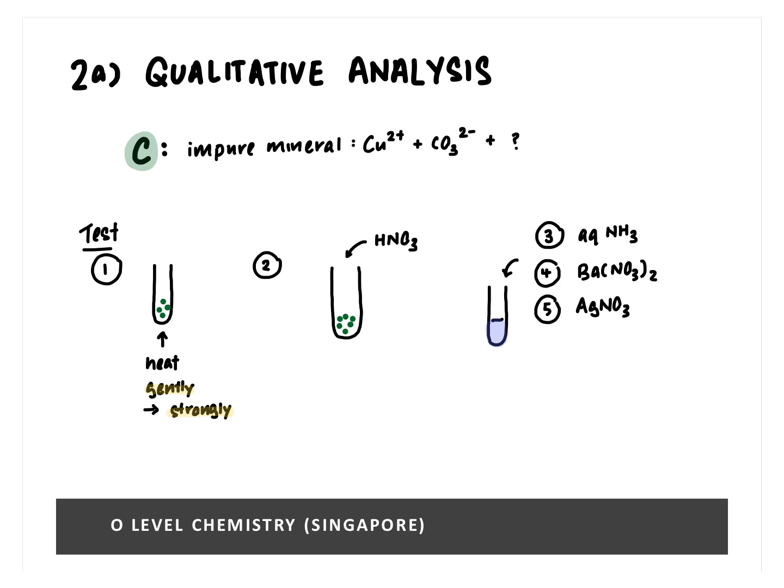So once again, for test number one, there are three important observations. Number one, your green solid turned black. Number two, a colorless liquid formed at the mouth of the test tube. Number three, gas produced forms a white ppt in lime water.